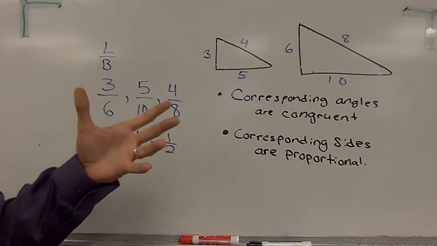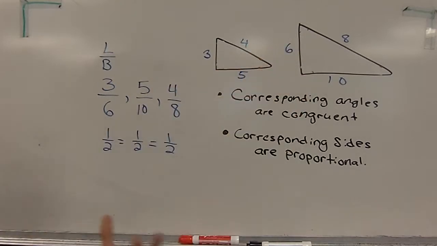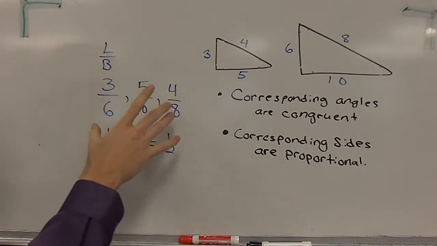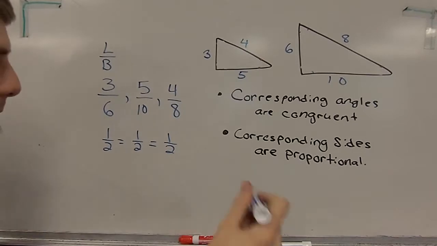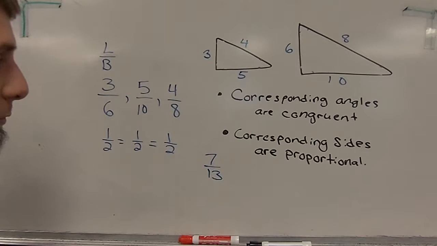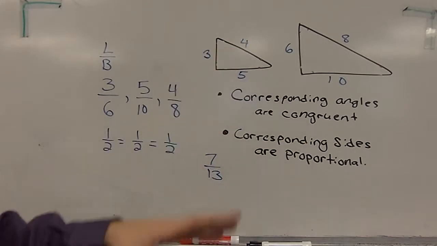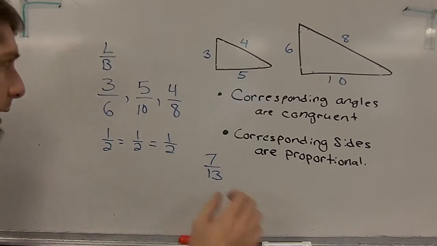Now, it's not always going to be quite so obvious what the proportion is or what the scale factor is here with the triangles. I mean, you could very easily have two triangles that have a scale factor of 7/13, which is going to be much harder for you to just look at the triangles and go, oh, they have a 7/13 ratio or proportion going on.